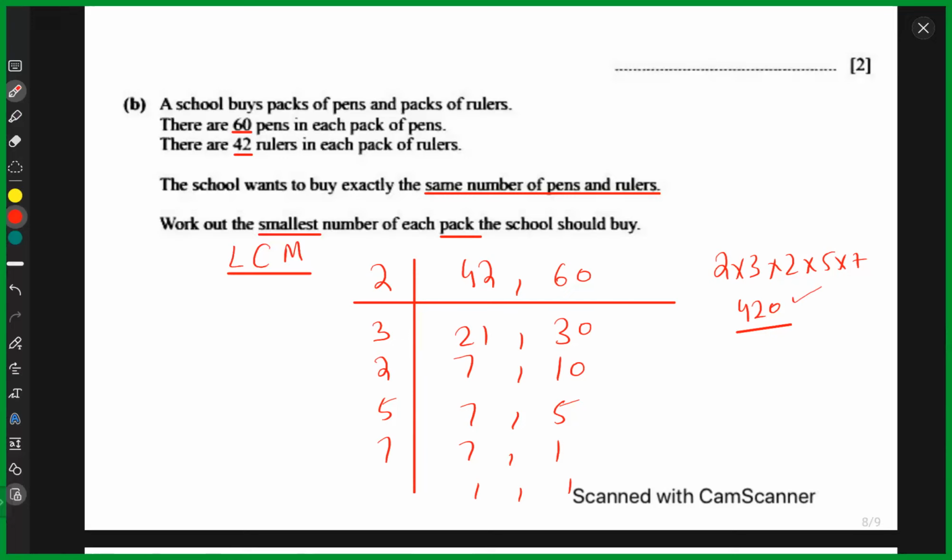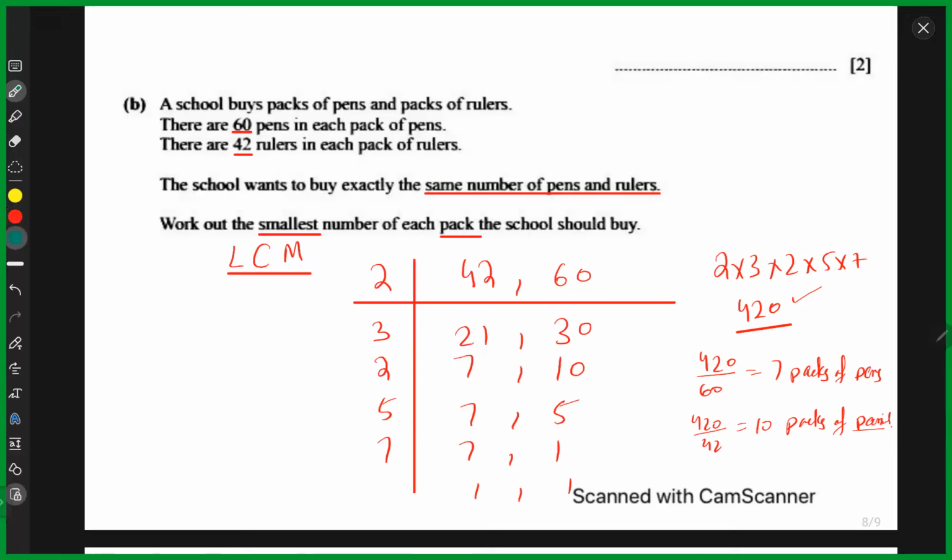Okay, so we will do 420 divided by 60, and this is going to give you 7 packs of pens, and 420 divided by 42, and that would give you 10 packs of pencils. Okay, let me explain this again and then you guys can go.